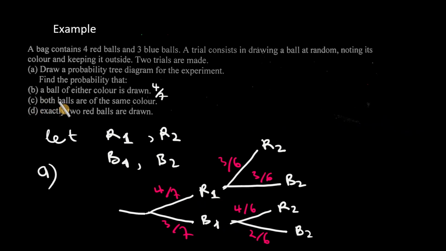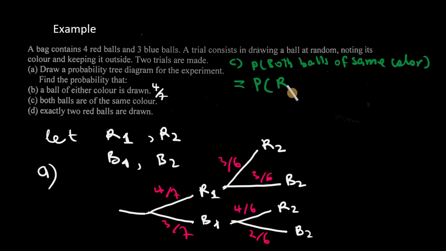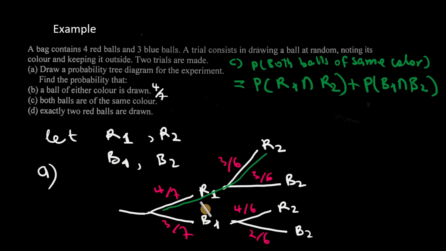C part, find the probability that both balls are of the same color. That's C, probability of both balls of same color is equals to probability of red and red, or probability of blue and blue. That is, probability of both balls of same color means the 2 balls are of the same color. Now to get this formula, you come to the tree diagram, you look for the branch in which the 2 balls are of the same color. Now if we look at this branch, you see that in the first trial we had red and in the second trial we had red. But we cannot take this branch because it's red and blue, so we are looking for same color.